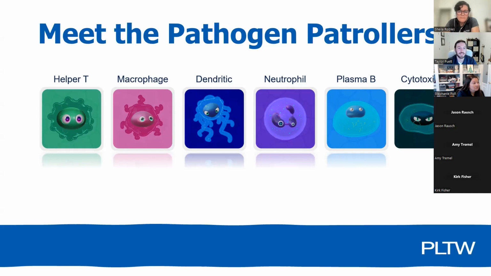Next is the plasma B cell, our body's custom antibody factory. These cells produce antibodies specifically designed to neutralize and mark pathogens for destruction. And finally, we have cytotoxic T cell, the assassin of infected cells. These cells are crucial in eliminating cells that have been hijacked by viruses, stopping the spread of infection.